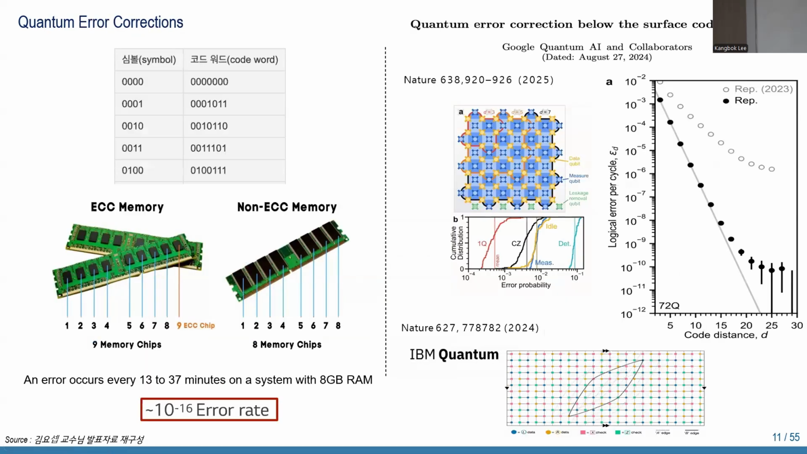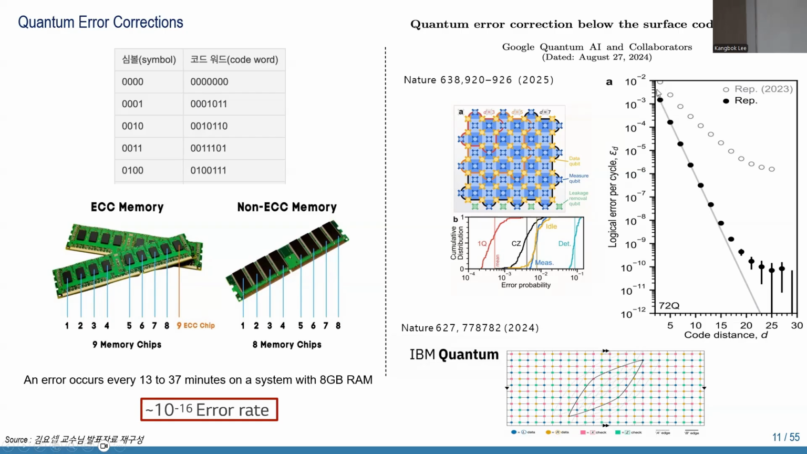Quantum error correction is also one of the research fields. It's a very important part. So for example, in the classical case, they do error correction like this. For example, with 4 bits, there is an additional parity bit. This parity bit corrects the bits, and Hamming code corrects the errors. That's why they have one additional ECC chip. So the classical computer has a 10 to the minus 16 error rate at the moment, but the quantum computer now is about 10 to the minus 3 to 10 to the minus 4 error rate.